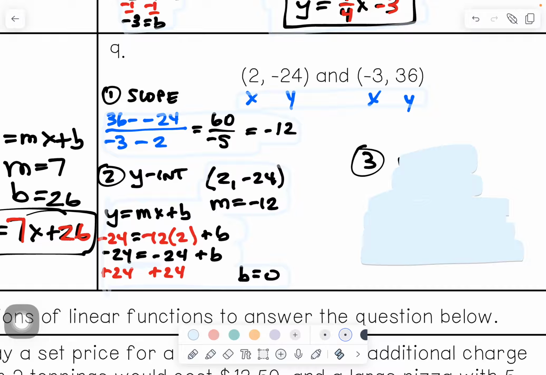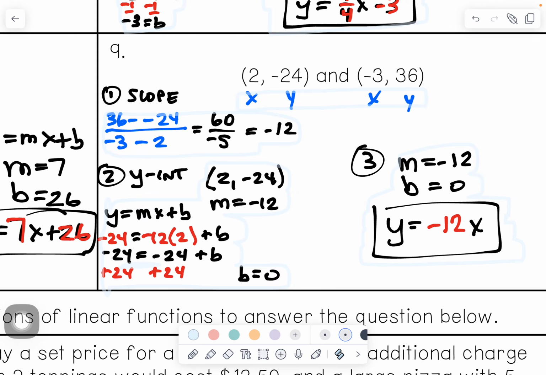Now I want to go find my y-intercept. Same process. Choose a point. It doesn't matter which point you choose. I chose 2, -24. I come out to get b equals 0 for that. And when I write my equation, I get y equals -12x. I could write the plus 0, but I chose not to.